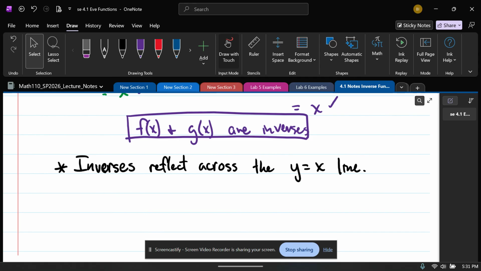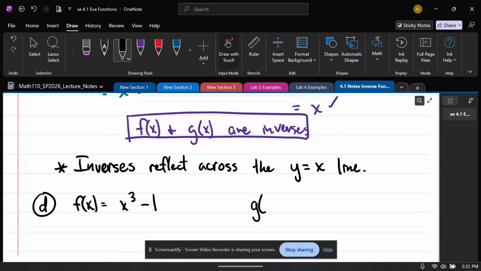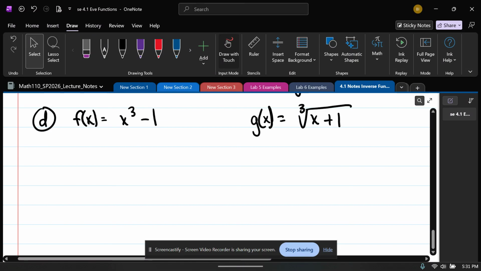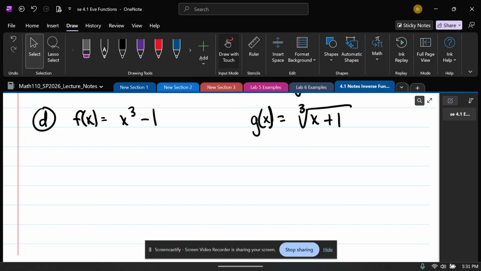Okay, so let's try another one here. Let's get a little bit more college algebra level equation. So f of x equals x cubed minus 1, g of x equals the cube root of x plus 1. Now, I'm going to check it real quick with the graph, but then I'm going to do the composition too, just so that we see all of that.